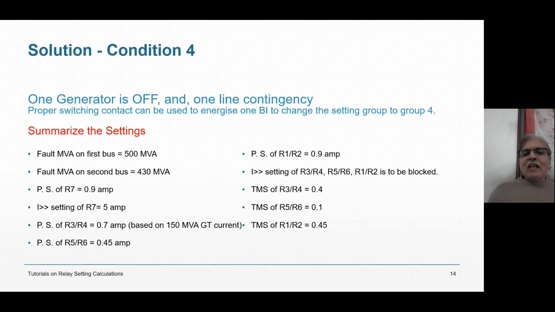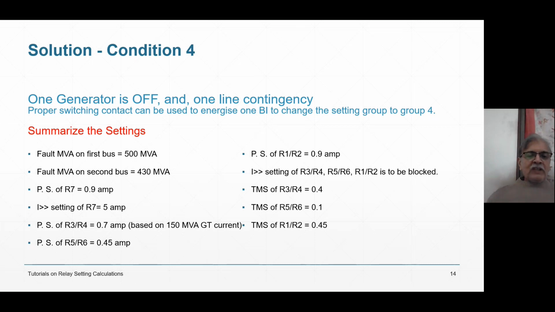One generator is off and one line is off. So the fault MVA is 500 MVA and 430 MVA. I have calculated for that case on bus A and bus B. First bus, second bus. PS of R7 is 0.9, it does not change. I double greater than setting, I am not changing. R3, R4, R5, R6, R1, R2, I am not using. I double greater than is blocked. I triple greater than I am not using at all.